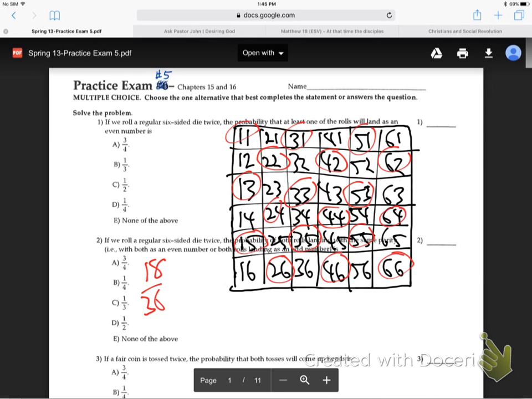18 out of 36. Divide by 9, top and bottom, 2/4, 1/2. Half of them have both even or both odd. Is that okay on those?